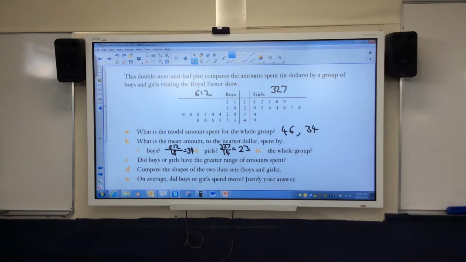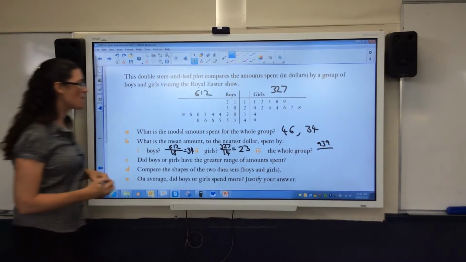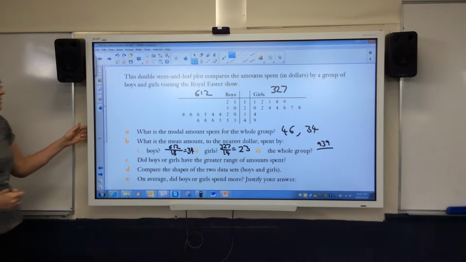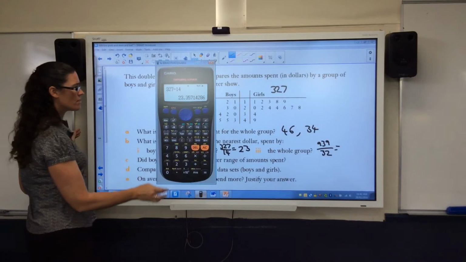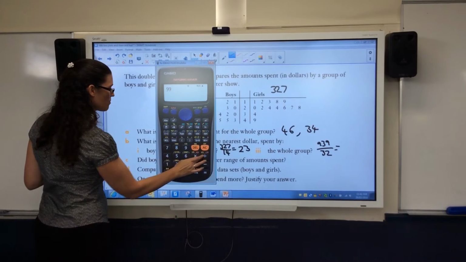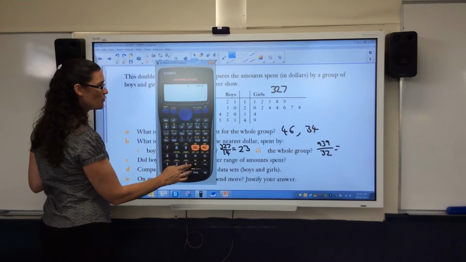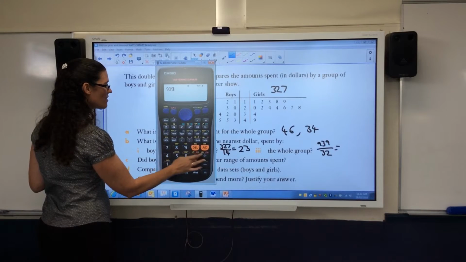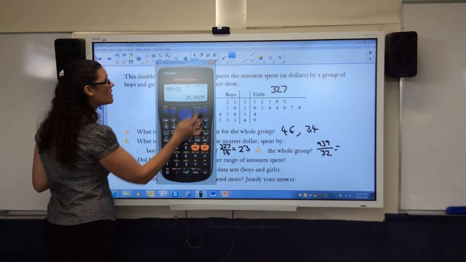Now the whole group. The whole group is the total, so what's that? 939, divided by how many there are altogether. So 14 plus 18 is 32. Divided by 32. And we get to the nearest dollar, 939 divided by 32, so that's $29.